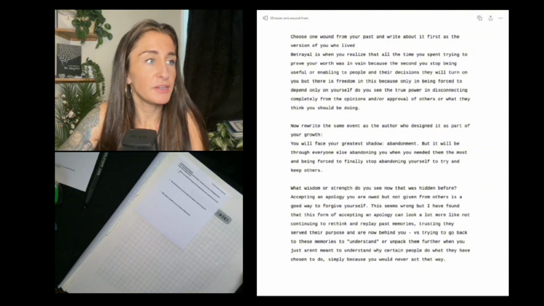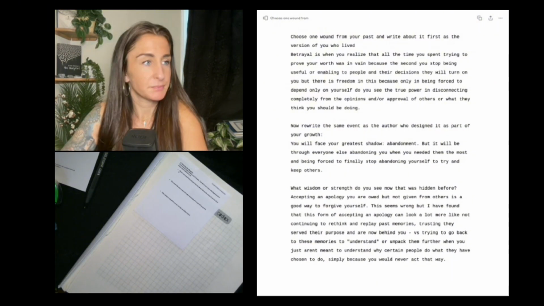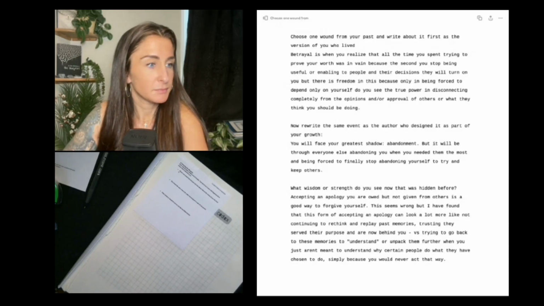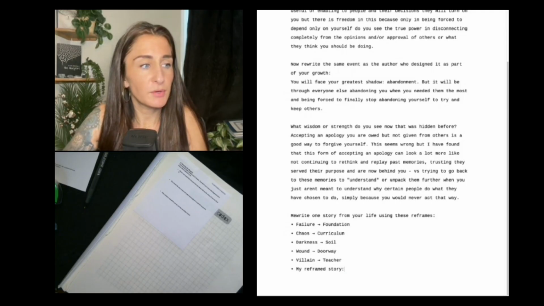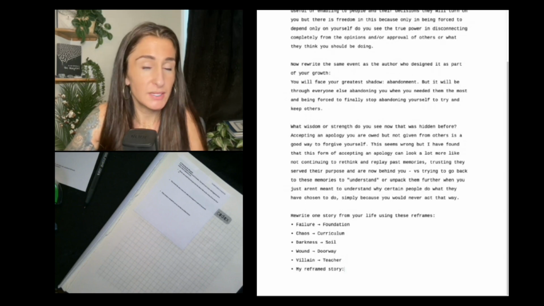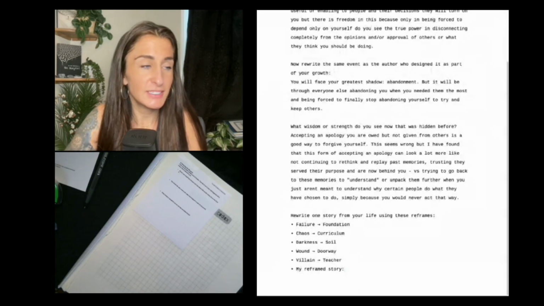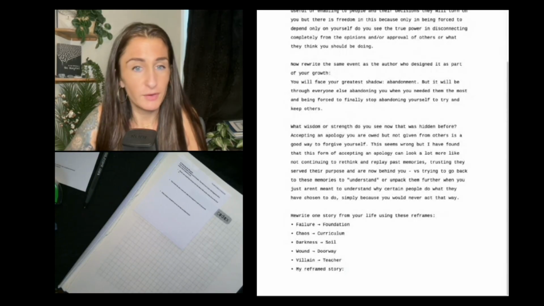Okay, so reframing the descent. Rewrite one story from your life using these reframes: failure into foundation, chaos into curriculum, darkness into soil, wound into doorway, villain into teacher, or another reframe story of your choice, and then it gives you a space to write it.